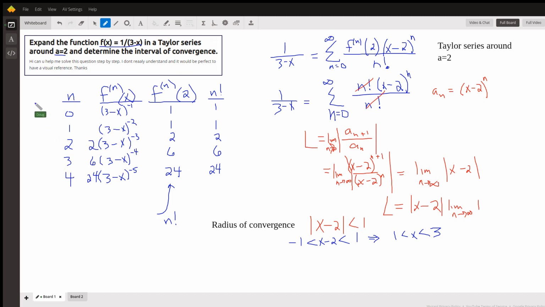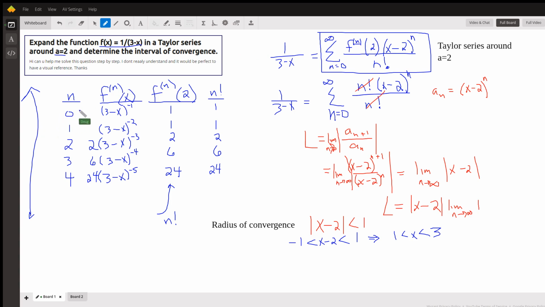So here's a little table that helps you set that up, where we're going to let n go from 0 to infinity, although I stopped at 4. And we're going to use this formula for a Taylor series right here, where a is 2. This is x minus a to the nth. This little n here stands for the nth derivative. So when n is 0, it's just the function itself.